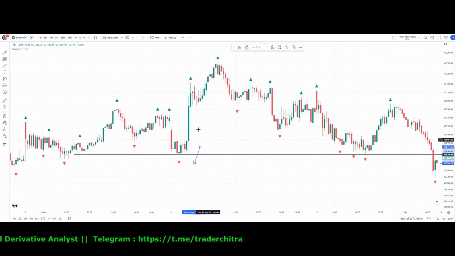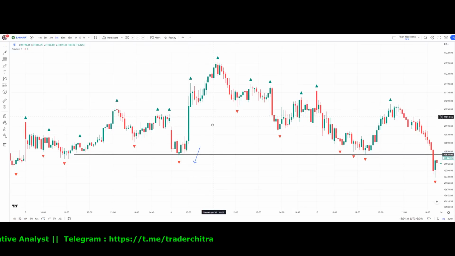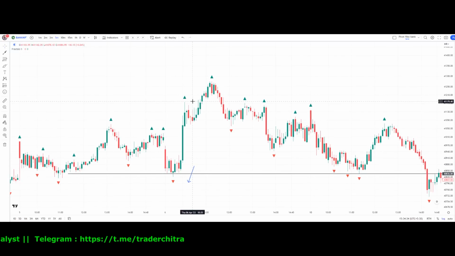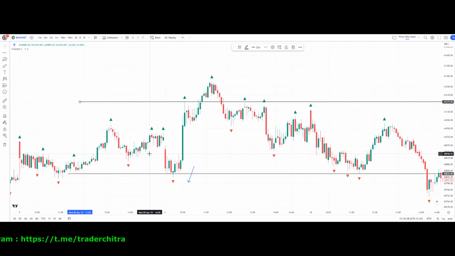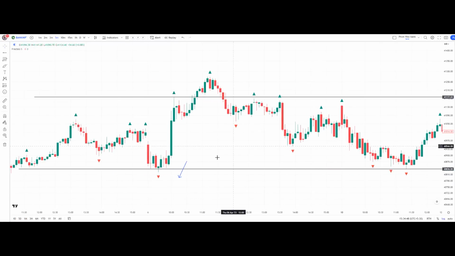Again, after that the price moved up and we got a bullish fractal here. So, we can put a horizontal ray here. This is the bullish fractal, and the bullish and bearish fractals are nothing but the resistance and support zones. So, here this is the support and this is the resistance. I will tell you one more piece of information here. We will enter into the PE trade below this.